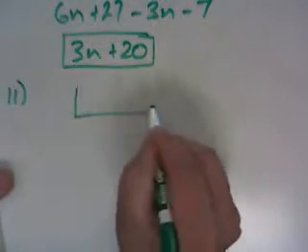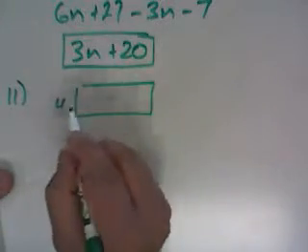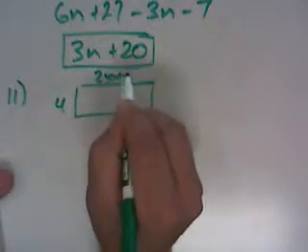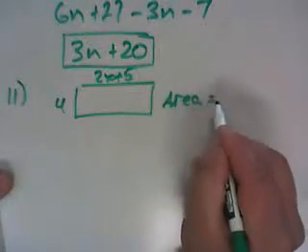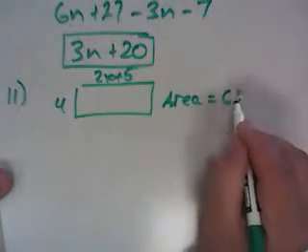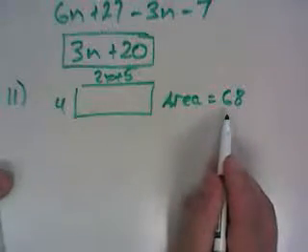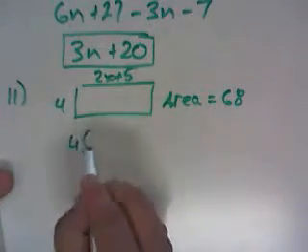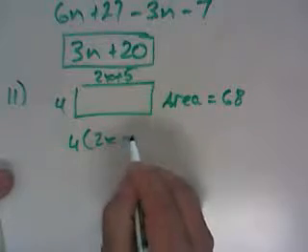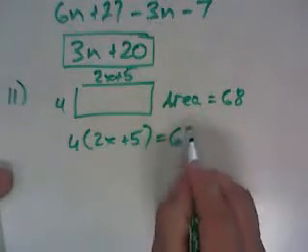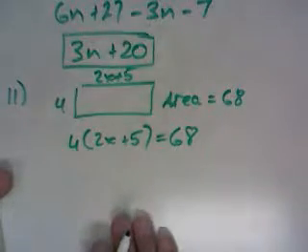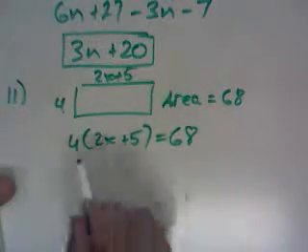Number 11, we have a rectangle that looks something like this, and it's 4, and this is 2x plus 5. But they said the area of this rectangle, the area is 68. Well, how do you find the area of a rectangle? You multiply the length times the width. So 4 times 2x plus 5 is the area, which is 68. This is the equation that you should have set up for this.